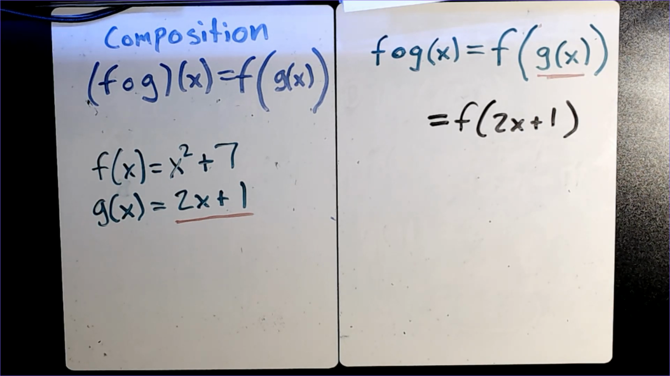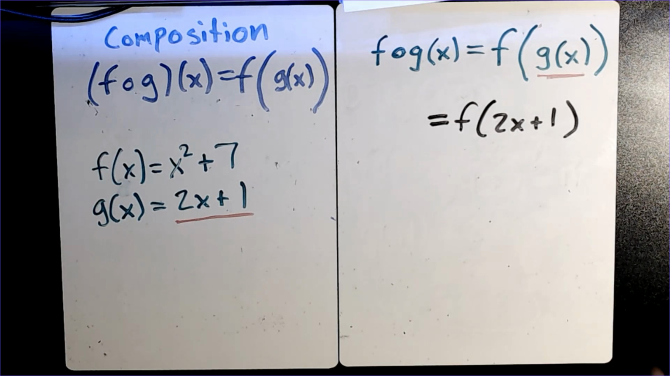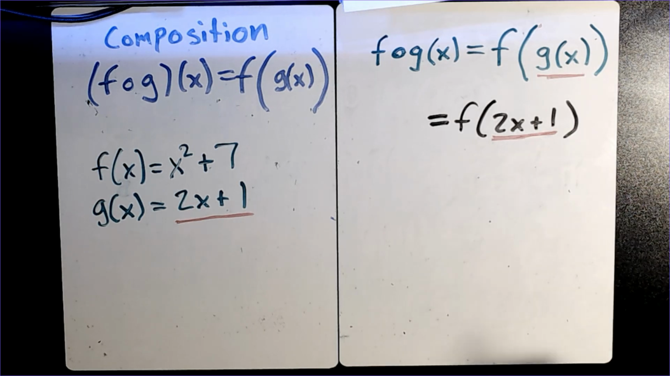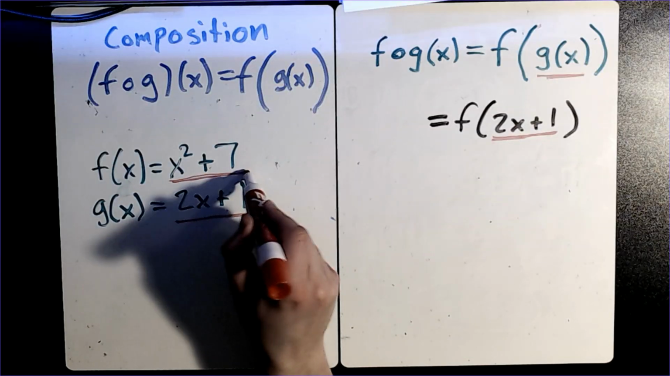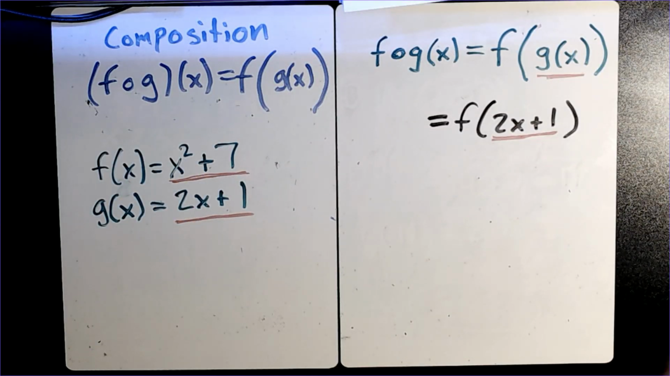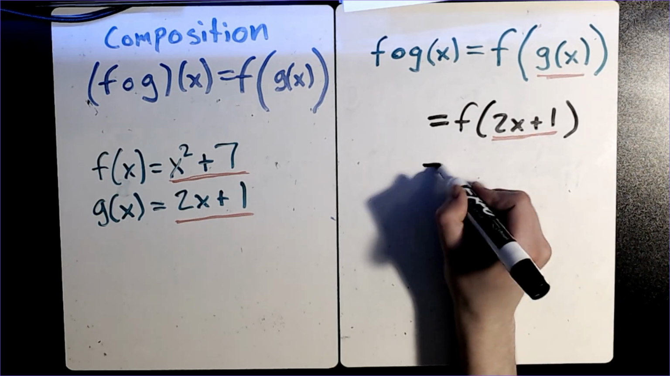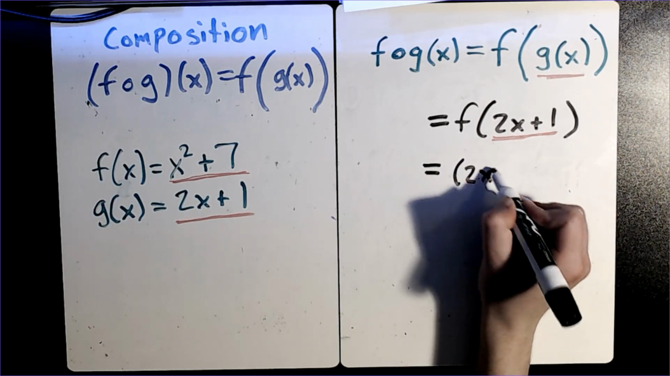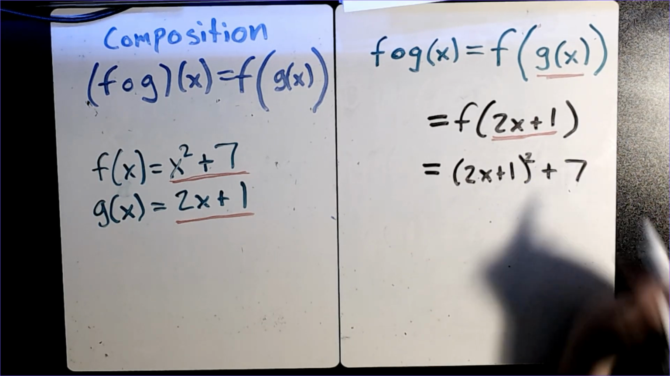Okay, and then what does it mean when we write this? We're just replacing whatever x is with what is in here, right? That is the placeholder for x. So everywhere there's an x in this function here, x squared plus 7, that's f, we replace it with this 2x plus 1. Okay, so there's an x right there. Replace that x with 2x plus 1. It's going to be squared and then plus 7.